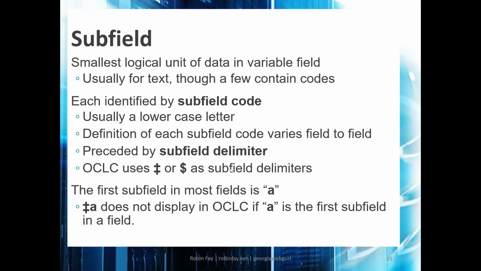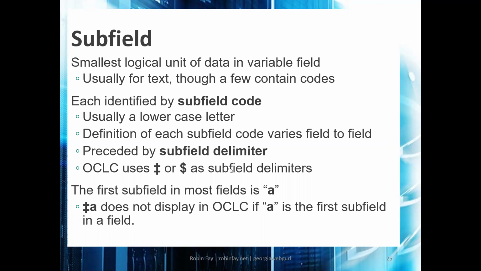It is defined by this MARC standard. It is defined in our MARC manual. It's preceded by a subfield delimiter, and the delimiter is that little double plus, that's called a double dagger. That's what OCLC typically uses. That's what many of our ILSs use on the back end.